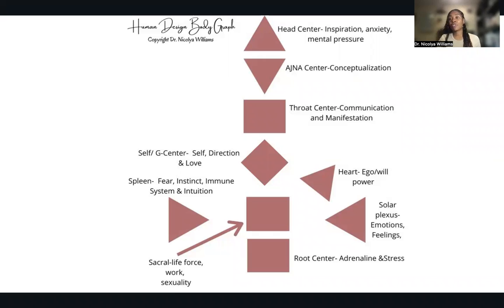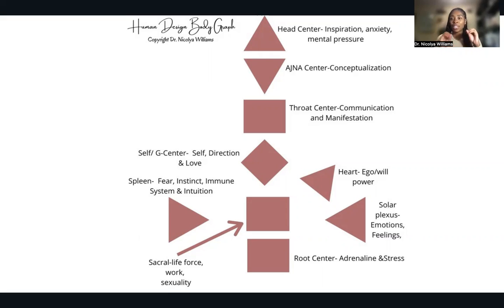So then we have the different centers. Each of the different centers speak to different parts of your life. So the head center, which is the top triangle, is all about inspiration, anxiety, and mental pressure. Then we have the ajna center, which is all about conceptualization. So when I think of the head center and the ajna center, what I think of is the head center is where you have all of your ideas, and the ajna center is where you pull it together.